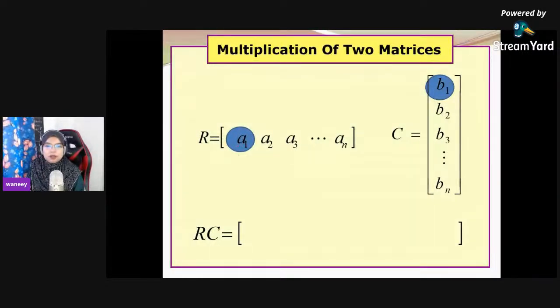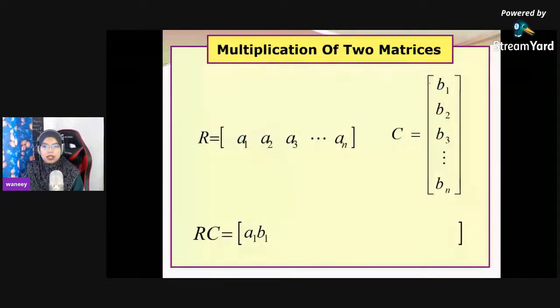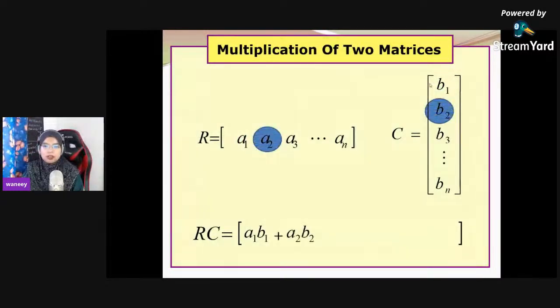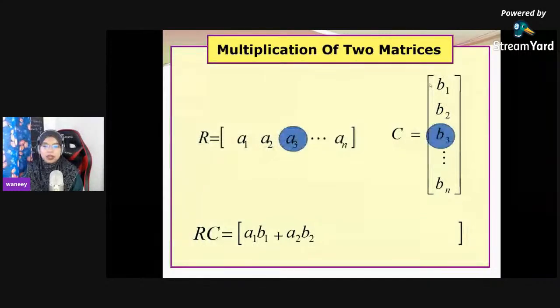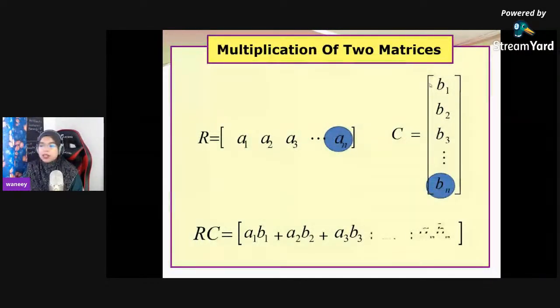Okay, so for example, over here, A1 times with B1, and then A2 times with B2, A3 times with B3, and then AN times with BN. So you simply times everything and add everything together. So we will multiply, then add.